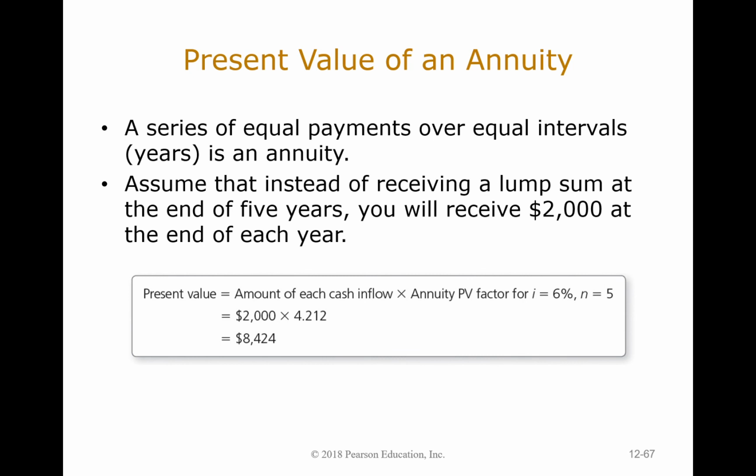Okay, so let's assume that instead of receiving a lump sum at the end of 5 years, you're going to get $2,000 at the end of each year. So you don't get $10,000 after 5 years. You're getting $2,000, $2,000, $2,000, $2,000, $2,000. You're still getting the $10,000, but you're getting it every period. So for the present value of this, we use a different table. Our interest rate is the same and our number of periods is the same. But this time we have a different factor, but we're using the amount of payment to determine this.